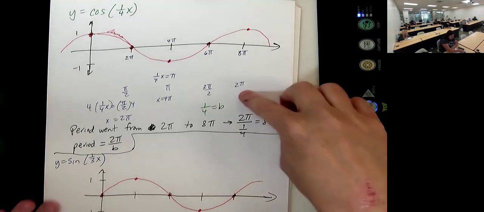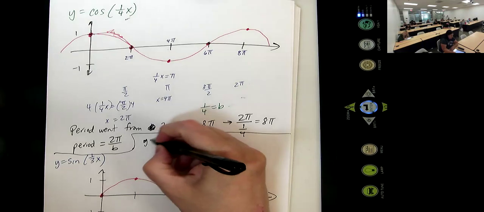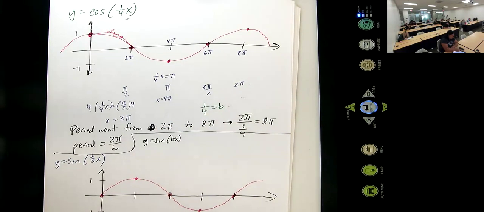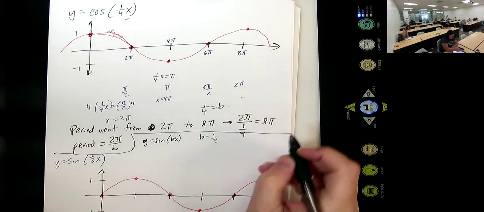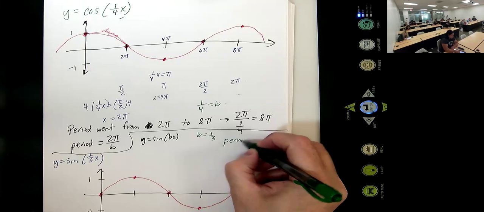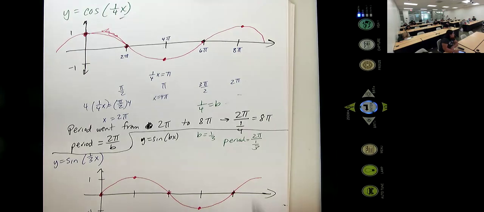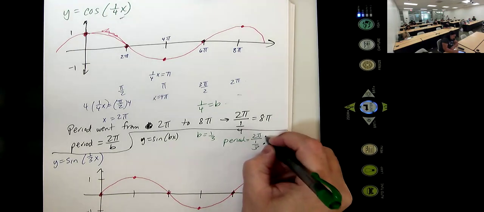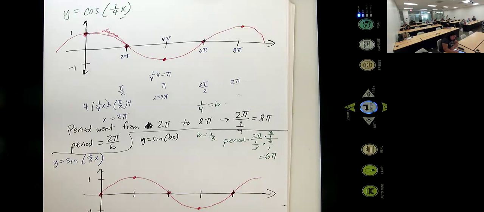And just like up above, b was our multiplier on x inside. B is our multiplier here. Y equals sine bx. So b equals 1/3. And my period has got to be 2 pi divided by 1/3. You multiply by the reciprocal on bottom and top, and we see the period is 6 pi. So we're going from 0 to 6 pi, it should start repeating at 6 pi.